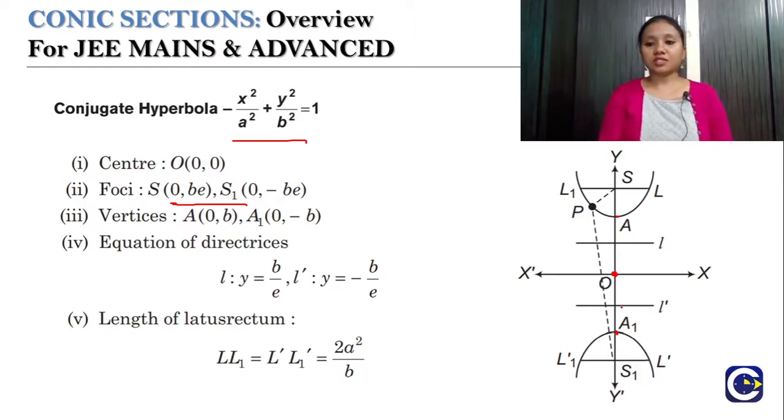Here you can see these are our directrices, L and L dash. The corresponding equations of the directrices here are given by y equal to b by e as well as y equal to minus b by e.